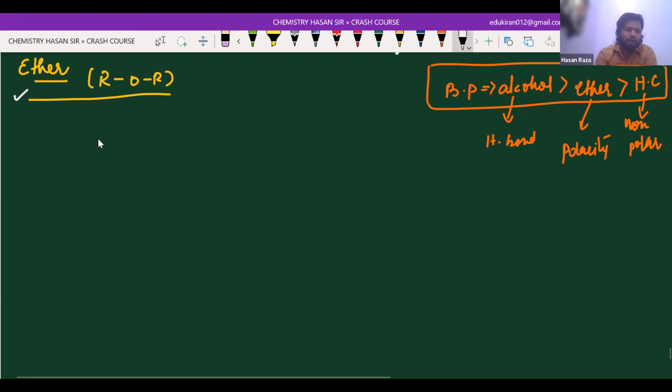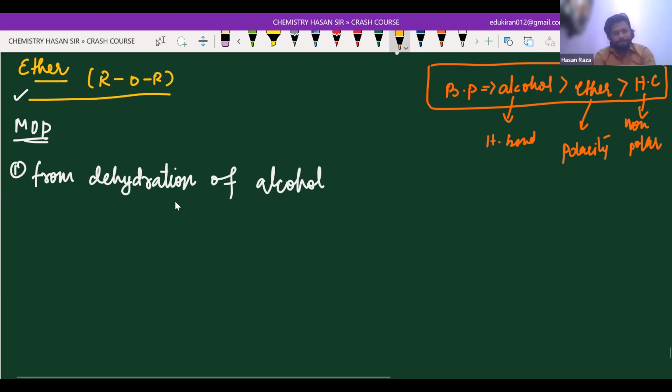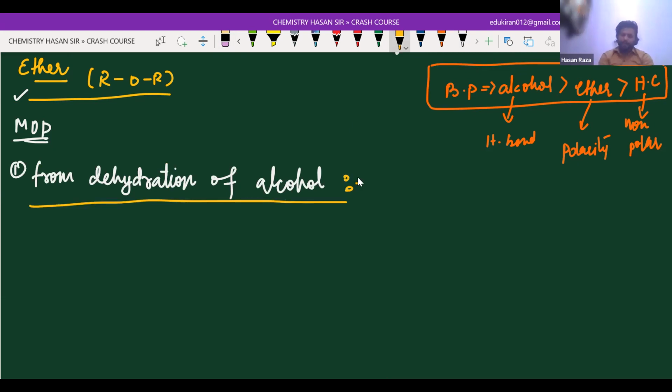Now go for the ether, methods of preparation. We have two methods which are very easy. The first one is from dehydration of alcohol. If you remember in this chapter, in the chemical reactions of alcohol, we did dehydration of alcohol and got alkene. But from the same dehydration of alcohol, how will we get an ether? You will see. Just focus here.